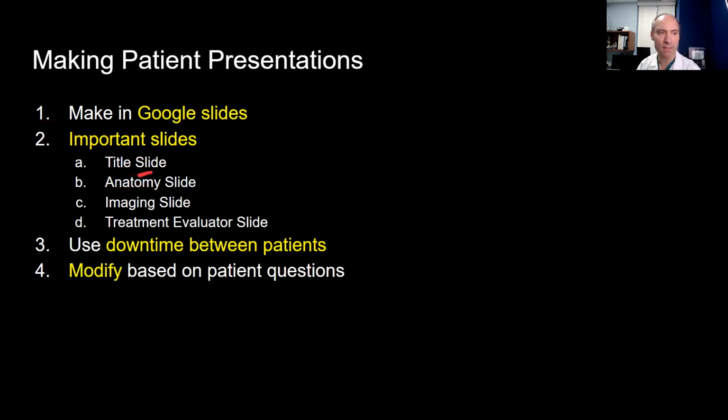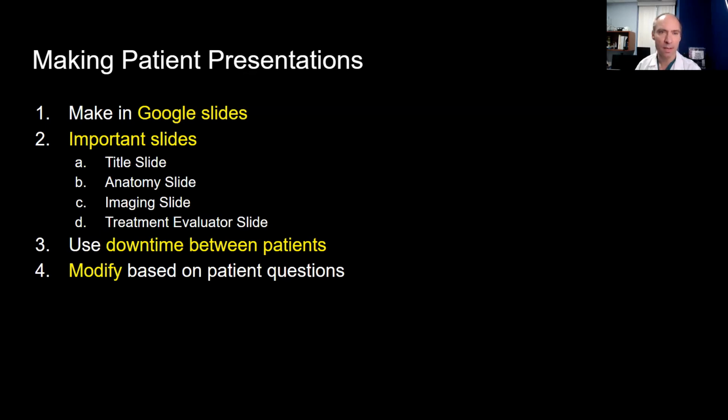The best slides to have: a title slide, anatomy slide, an image slide, and then a treatment evaluator slide. If I could have one slide, this is the one slide I would do. I would print this out. I've even had some people print it out and put it in their treatment room. And when did I make them? I used the downtime between patients, and then I modify them based on my patient questions. Patients many times have questions, and then I'll modify them. It's real easy to modify them.